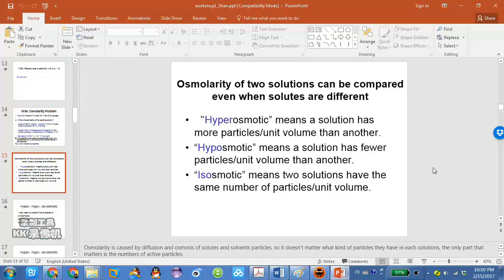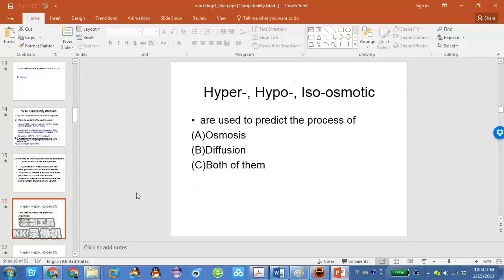Our next slide is a question. Hyper-, hypo-, and isoosmotic are used to predict the process of: choice A is osmosis, choice B is diffusion, choice C is both of them. You can take a second and pause the video to think about it.